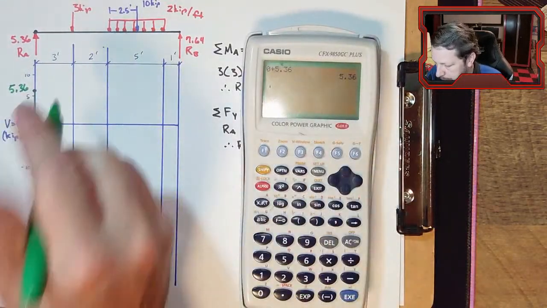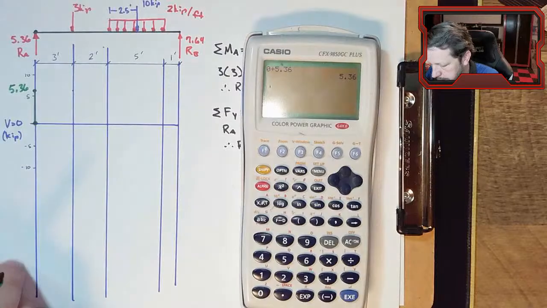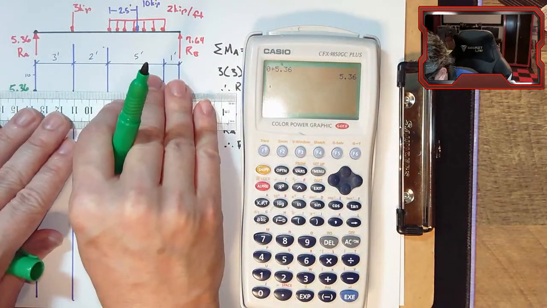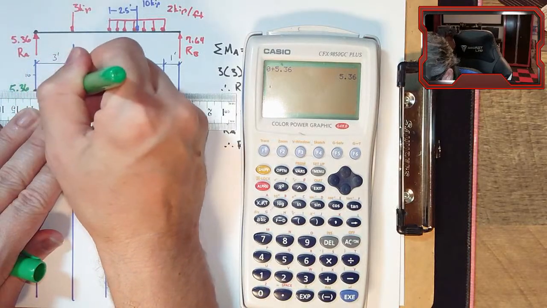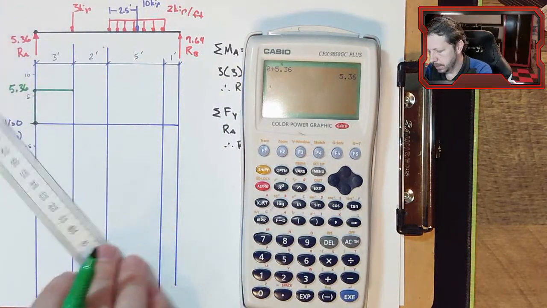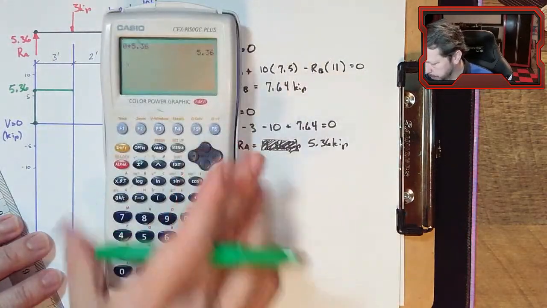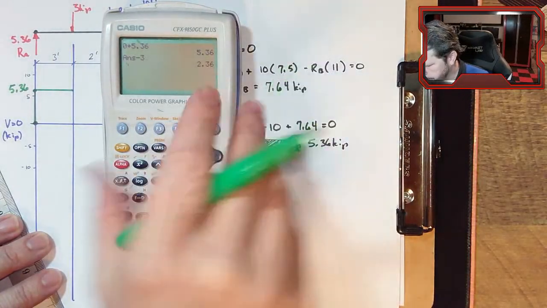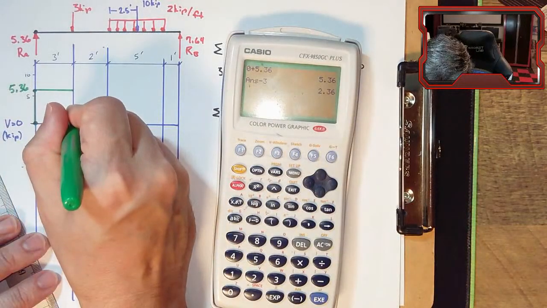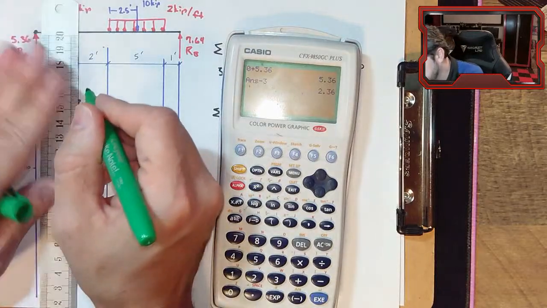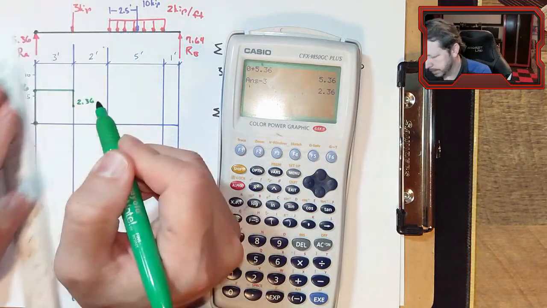And then nothing happens until I get over here. If there's no forces, then there's no change in shear. So it's just a straight line across there. And then I encounter a negative, pointing down 3 kips. So I'm going to subtract off 3, giving 2.36. Let's say that that's right there somewhere. And it's this negative step change like that.